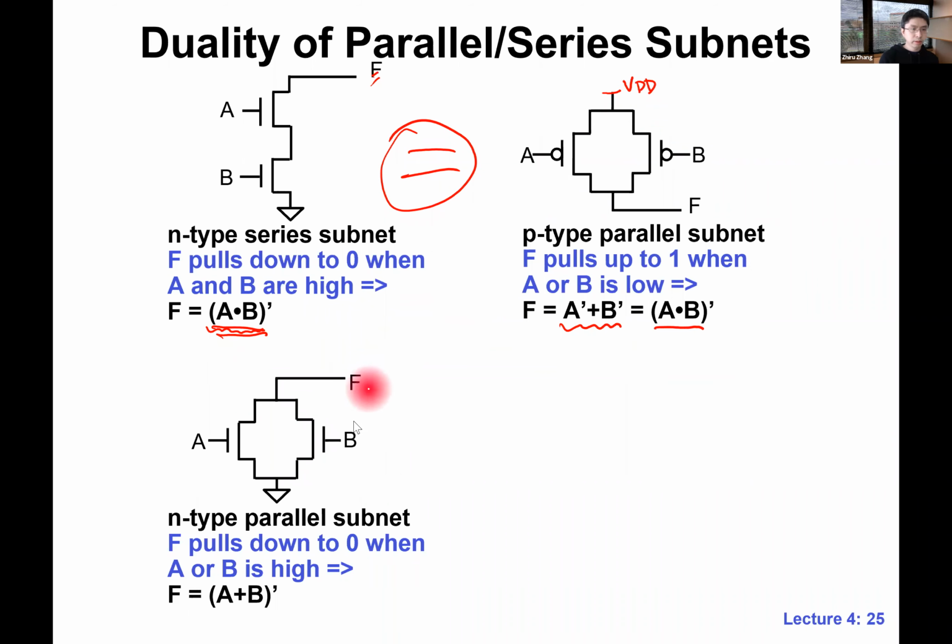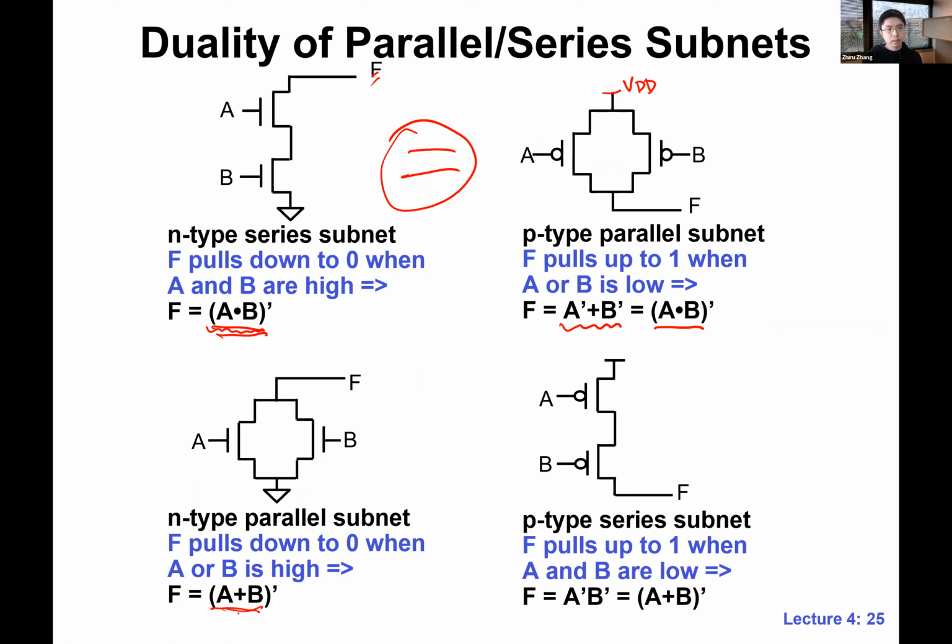This one over here translates to this Boolean expression, because if either A or B is high, we have a pull down. F is pulled down to 0. So this is the expression. And correspondingly, this is equivalent to the PMOS network.